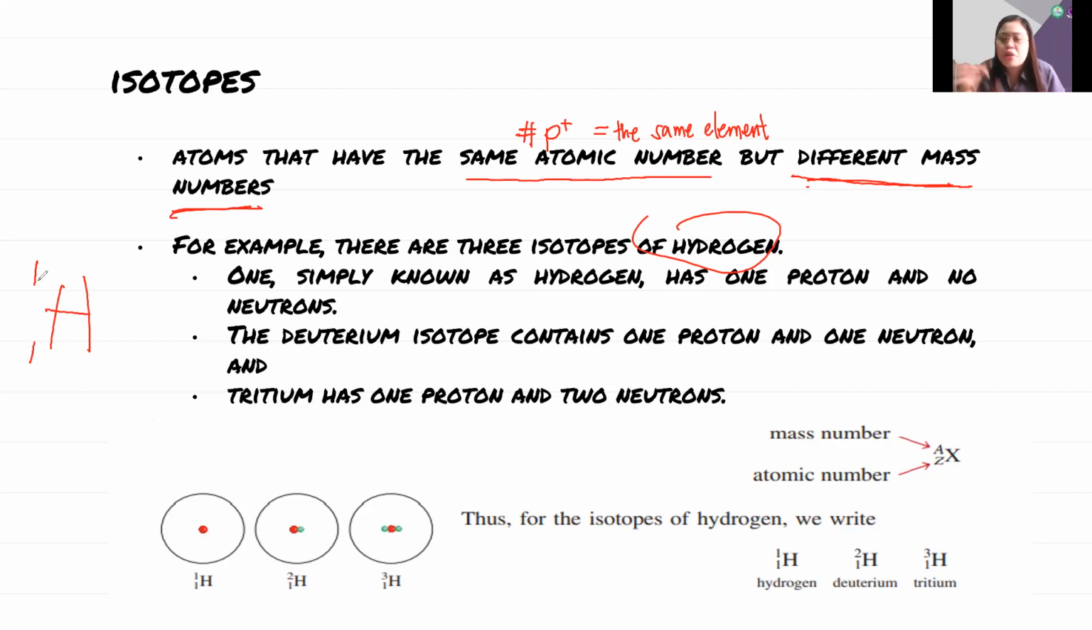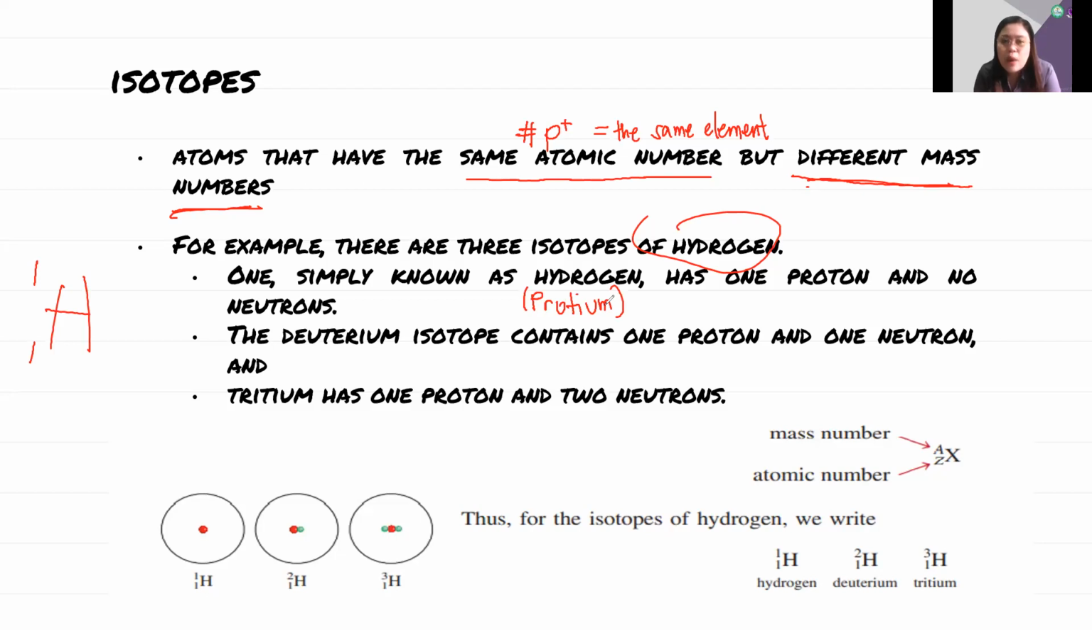So again, check your periodic table there. Look at hydrogen, the first element. Its atomic number is 1, its atomic mass is also 1. That is the first isotope of hydrogen and we just simply call it hydrogen. But actually others will call it protium. Now, again, hydrogen has 3 isotopes.